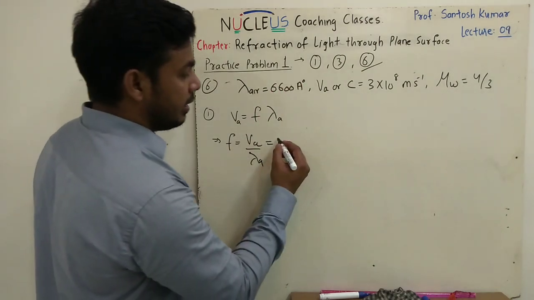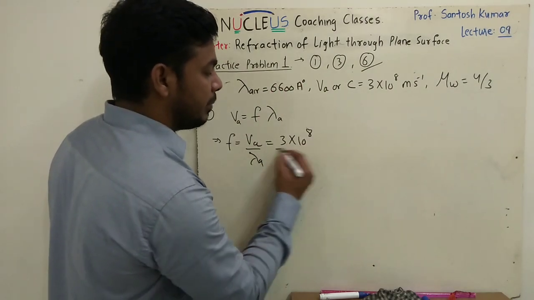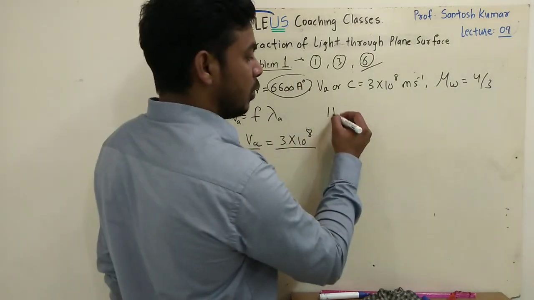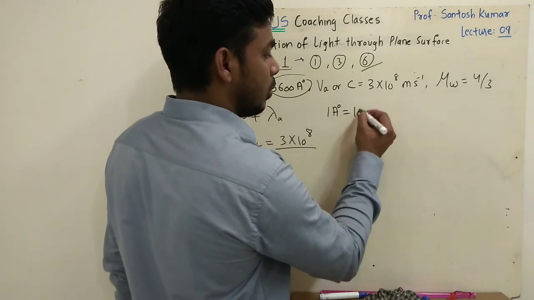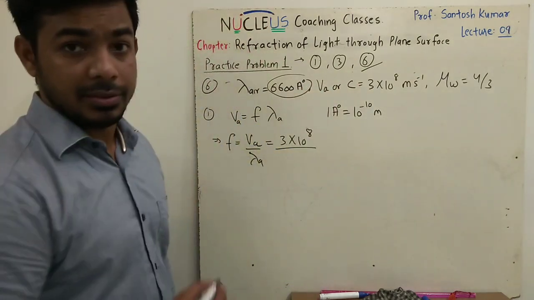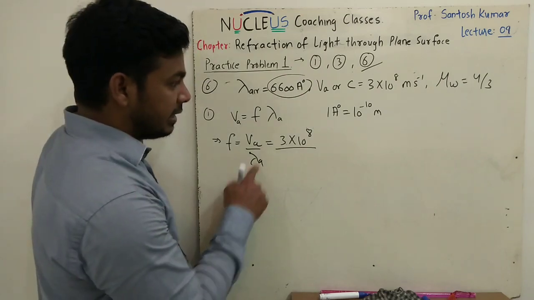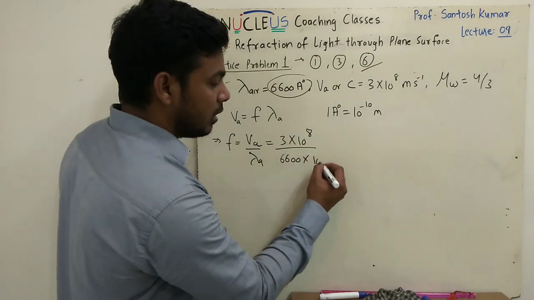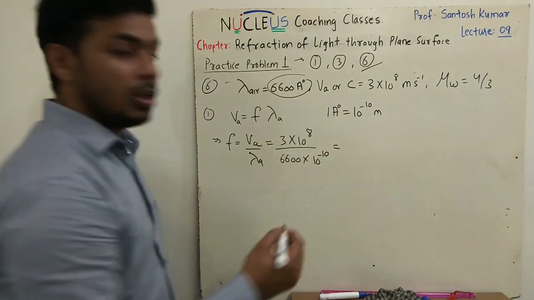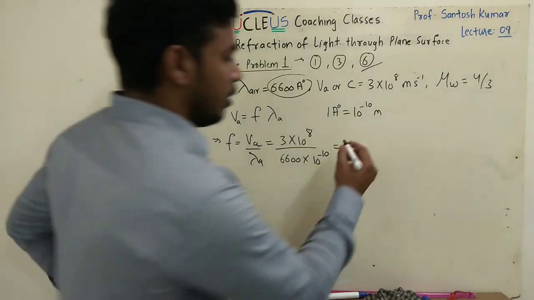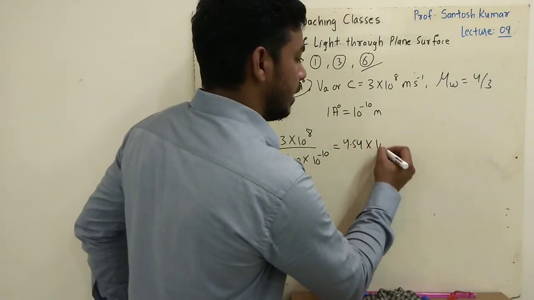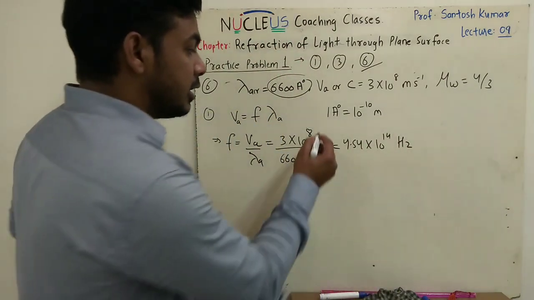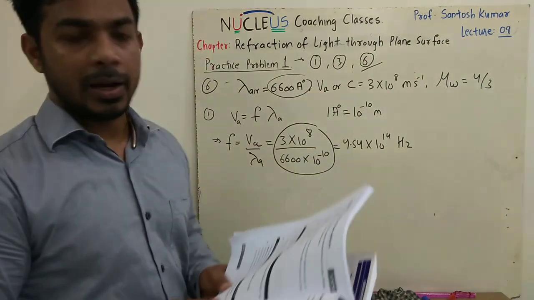So what is the velocity in air? It is 3 into 10 raised to 8 meter per second, but the wavelength has been given in angstrom. So you must be aware of the conversion that 1 angstrom is 10 raised to minus 10 meter. So 6600 angstrom can be written as 6600 into 10 raised to minus 10 meter. Solving this value, you will get 4.54 into 10 raised to 14, and hertz is the SI unit of frequency. See, this mathematical part you can solve on your own.